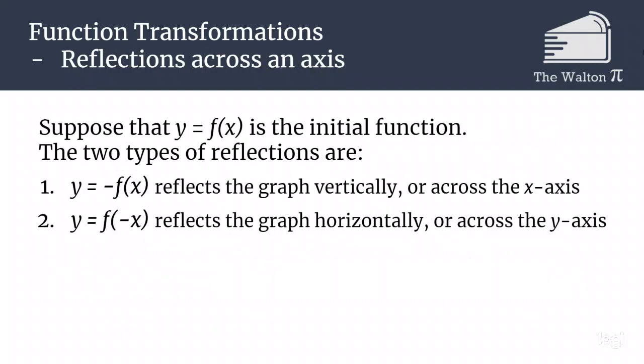We can also reflect a function across an axis. Y equals negative f of x, that's going to reflect the graph vertically or across the x-axis, and then y equals f of negative x is going to reflect the graph across the y-axis.